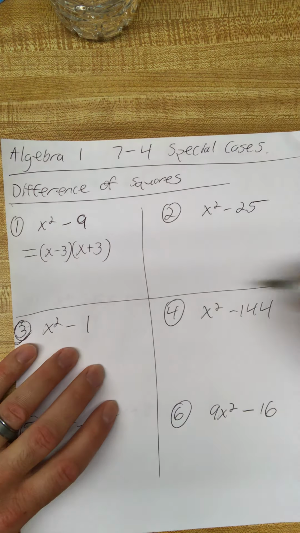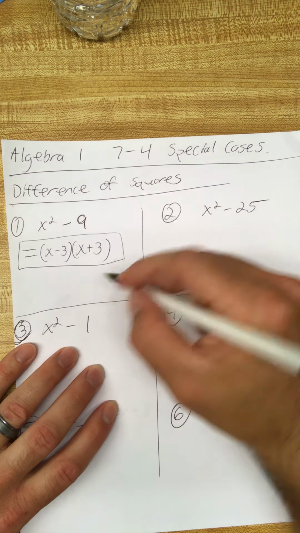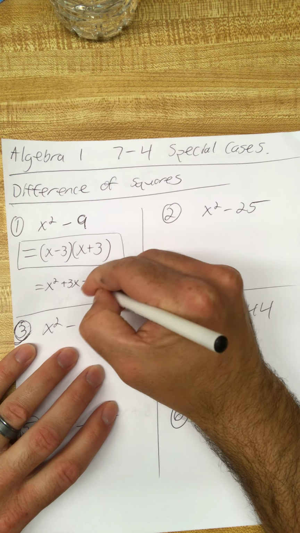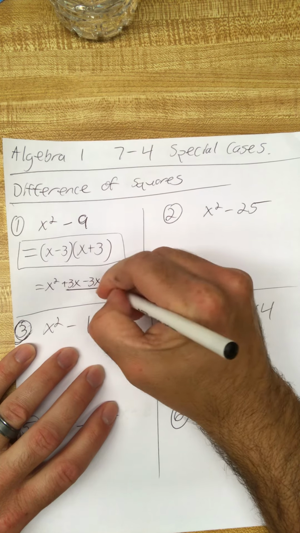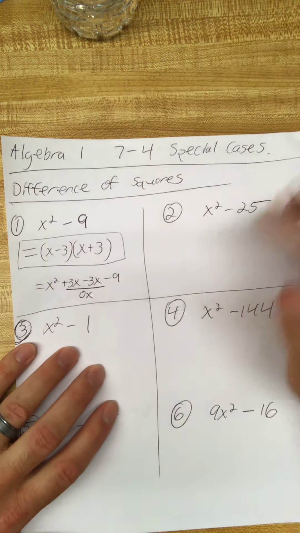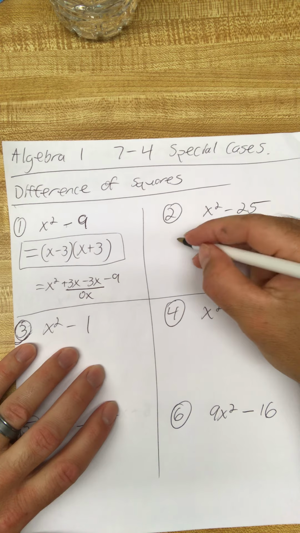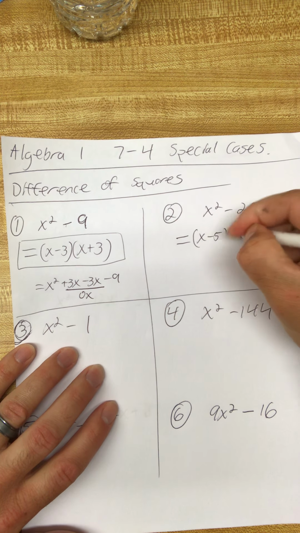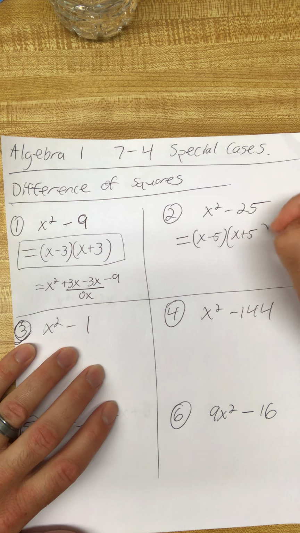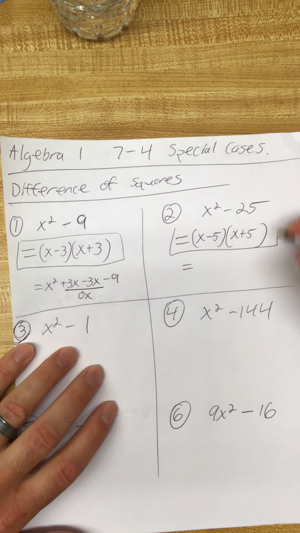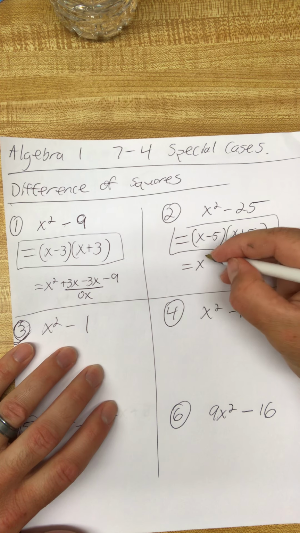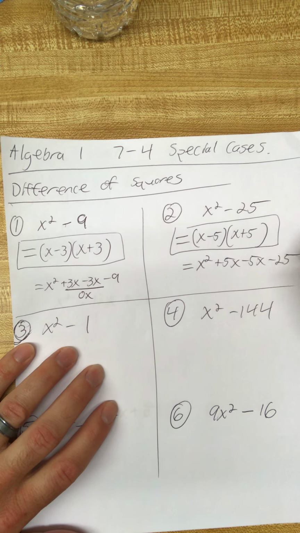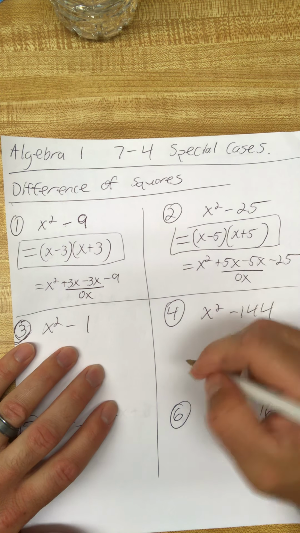Okay, and that's going to be your final answer here for this one. Because when you multiply it out, you get x squared plus 3x minus 3x minus 9. 3x minus 3x is 0x. It's not there in the answer. Same kind of deal here with x squared minus 25. We go x minus 5 times x plus 5. Again, final answer. You have x squared plus 5x minus 5x minus 25. Right there's your 0x again.